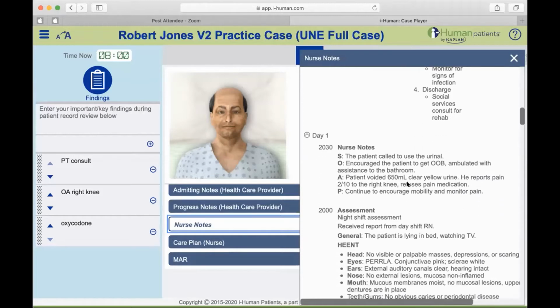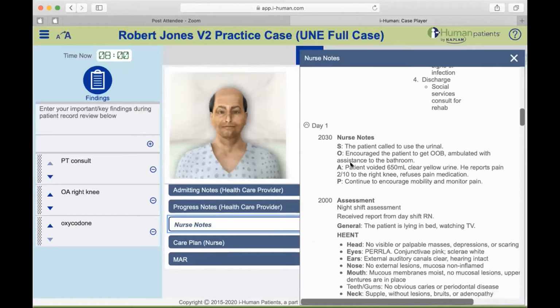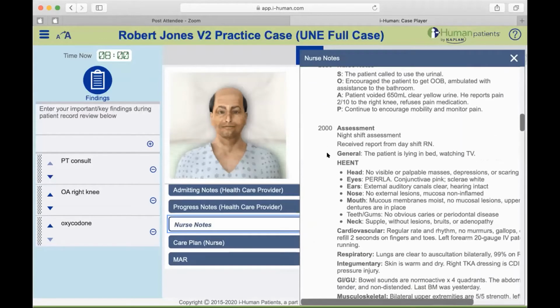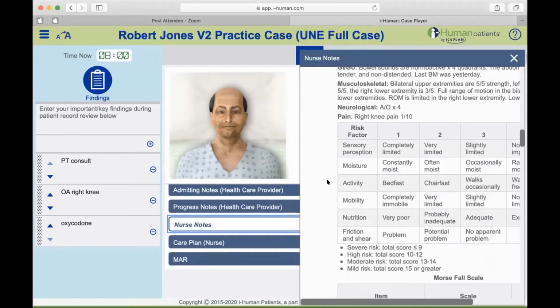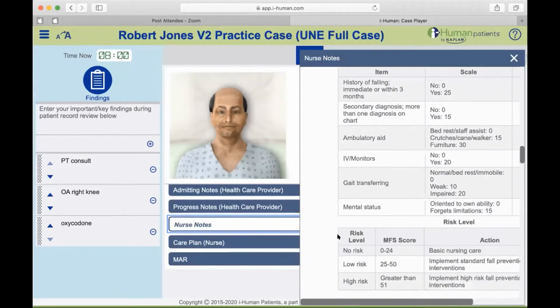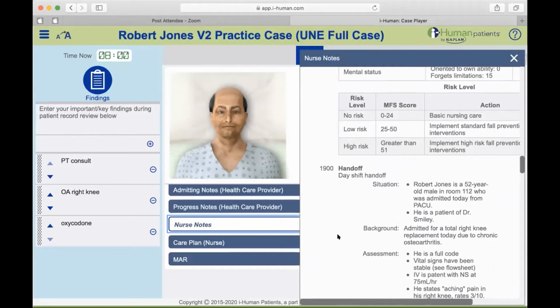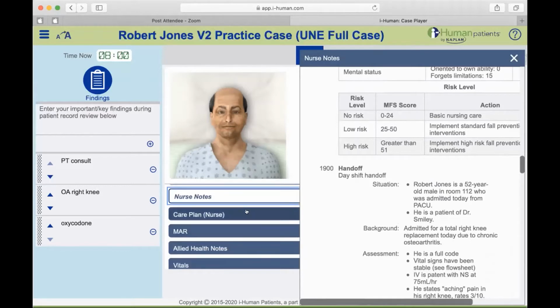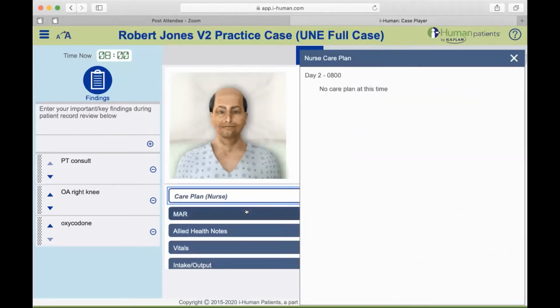looking at. Moving down through the nursing notes, SOAP note, another night shift assessment, and here we include a Braden skin assessment as well as a fall scale. And so the students will have access not only to different types of nursing notes, but looking at, again, those key findings. If there's a care plan written, it will be listed here.